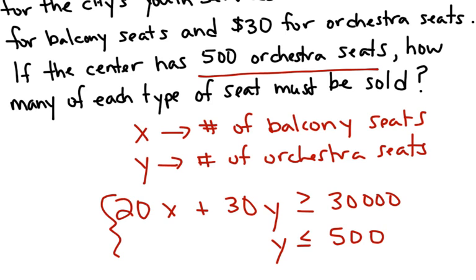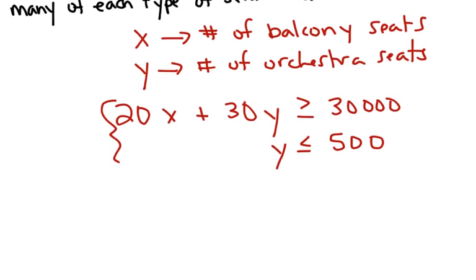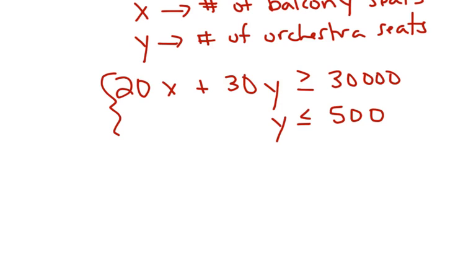Now, when we graph the real world problems, it's probably best to create our own coordinate plane instead of using the general coordinate plane. That's because we normally graph real world situations in the first quadrant. Now, one of the things I want you to notice is that the inequality Y is less than or equal to 500. That means that it's a horizontal line through 500 on the y-axis.